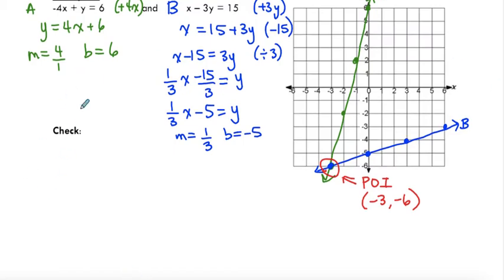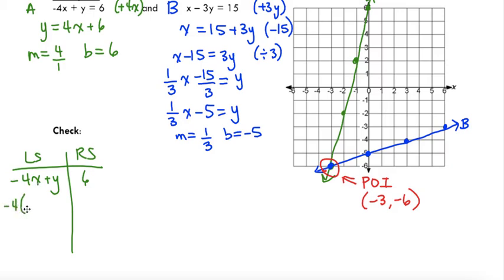So I'm going to start with my first equation. The left side is negative 4x plus y. My right side is positive 6. I'm going to substitute in the x and y for my point of intersection. Negative 4 times negative 3 plus negative 6. Negative 4 times negative 3 is positive 12. Minus 6 is 6. So that works for that one.